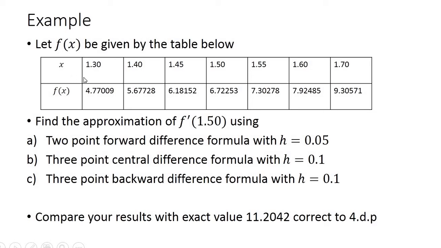So as I've said, we are given the value changes of the function, the numerical values of that function over their distribution. You are asked to find the approximate of the first derivative at 1.5 using the 2-point difference formula, the 3-point central difference formula, and then the 3-point backward difference formula with h equal to 0.1. You compare the results with the exact value.